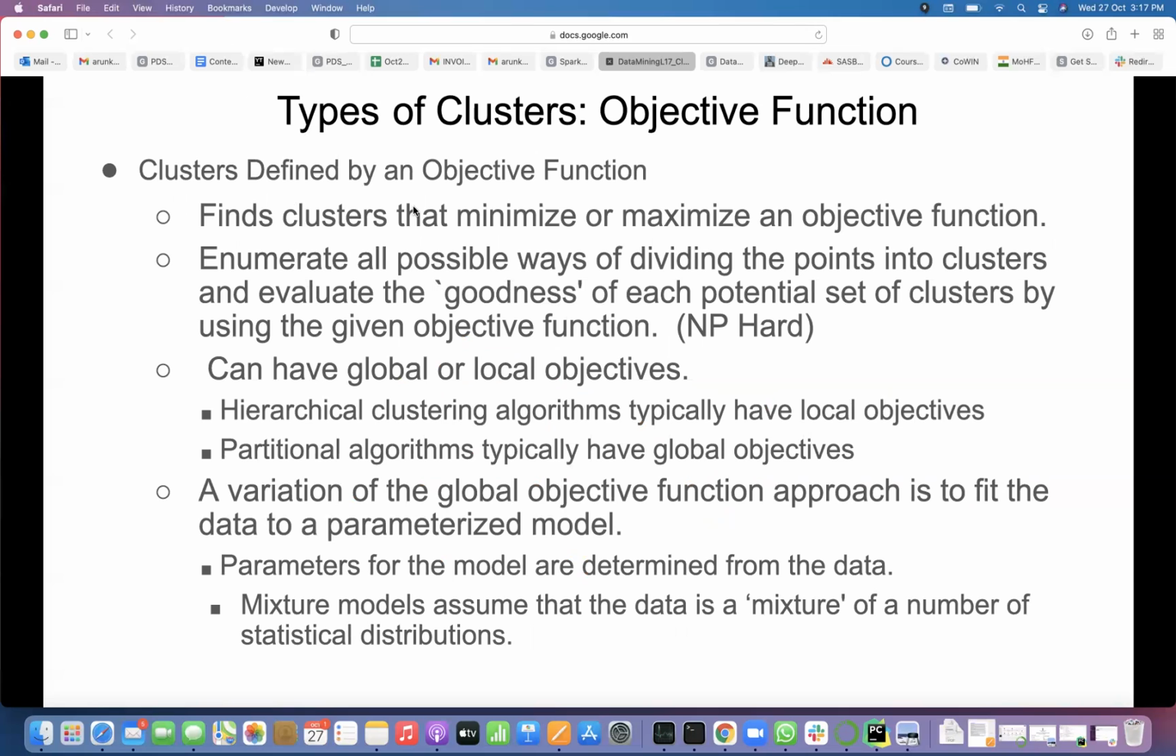Clusters defined by an objective function finds clusters that minimize or maximize an objective function. K-means is one example of that. Enumerate all possible ways of dividing the points into clusters and evaluate the goodness of each potential set of clusters by using the given objective function.